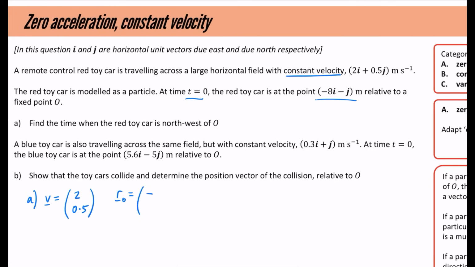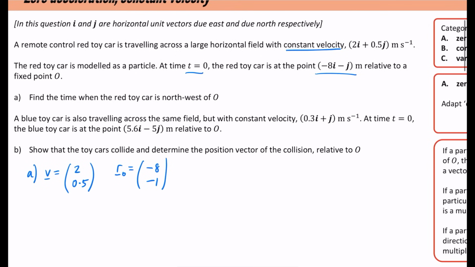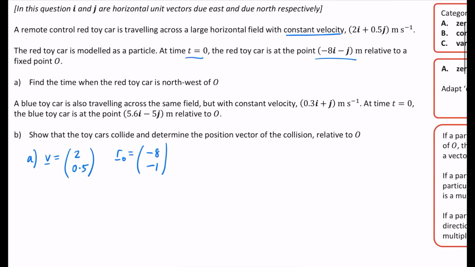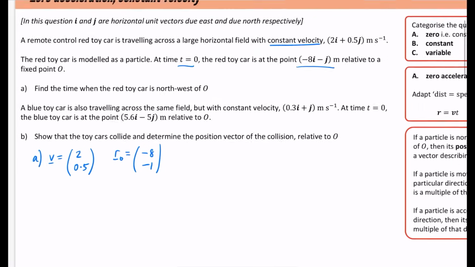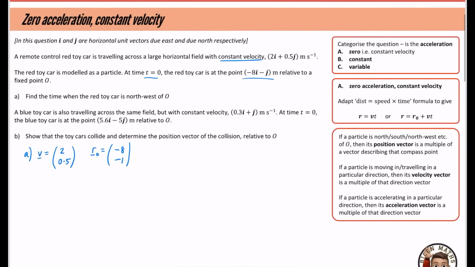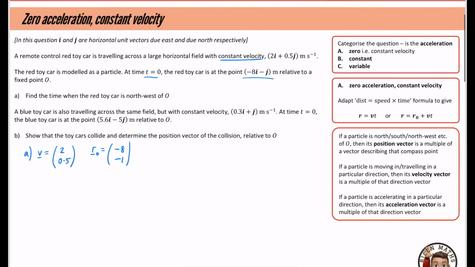So its initial position is -8i minus j that we have here. And we want to find the time when the toy car is northwest of O. Okay, we'll come back to that in a second. But if it's northwest of O, we're going to be using this point here. We want to say that its position vector is going to be a multiple of a vector describing that compass point. So we need to find a position vector, and we're going to use this version, okay?